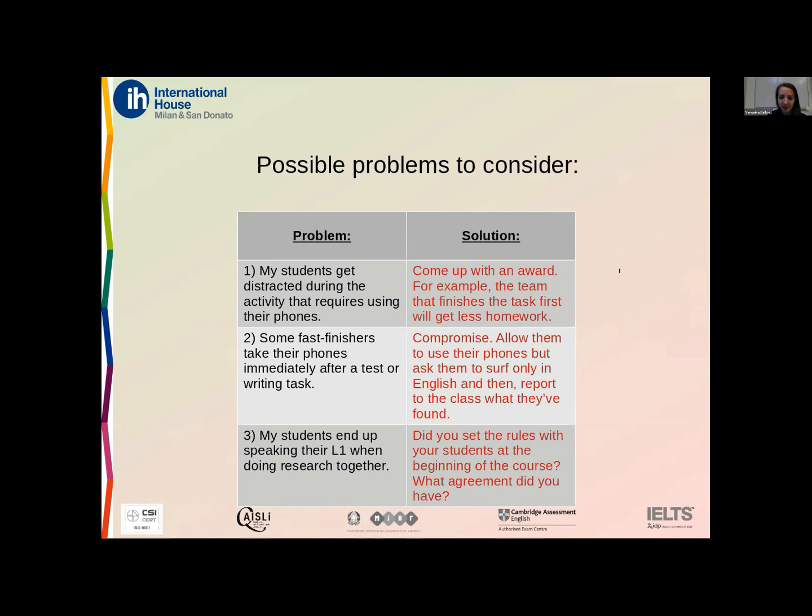For the third one, well, I'm not sure if there is much you can change in the middle of the course, for example. Perhaps encouraging them to use L2 as much as they can is the best solution. But next time when you start your new course, ask yourself, how can you introduce the rules? How can you reduce using L1? So again, it's all about compromising and finding the balance. Perhaps you can come up with some sort of agreement with your students and what happens in case they break the rules.